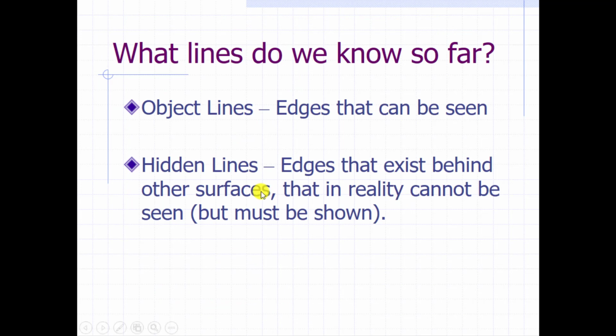So again, object lines are edges that can be seen. Hidden lines are edges that exist behind other surfaces. They exist, but they can't be seen, and they have to be shown as then hidden lines.